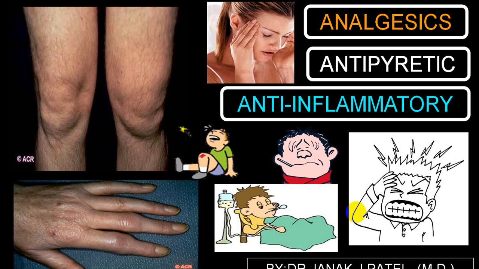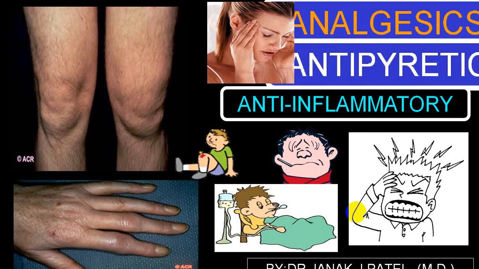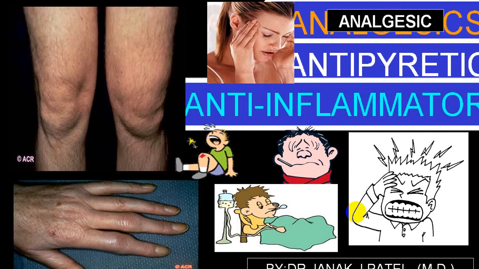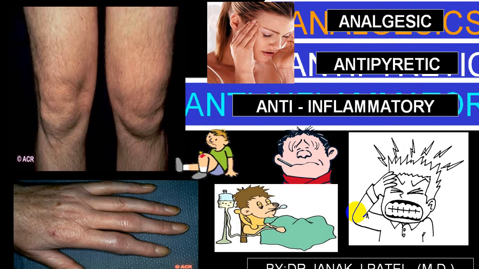So there are three compounds which we commonly use during pain management. One is analgesic, antipyretic, because very frequently with pain there are associated symptoms like headache, body ache, muscle cramps, etc., and anti-inflammatory. So analgesics are the drugs which will reduce your pain, antipyretics reduce your temperature, and anti-inflammatory drugs reduce your inflammation.